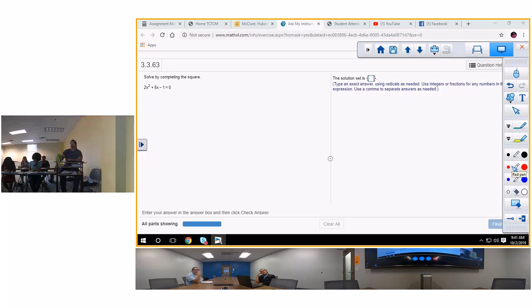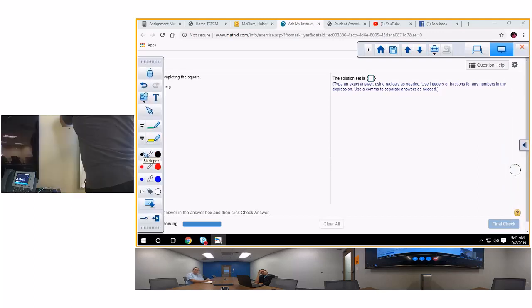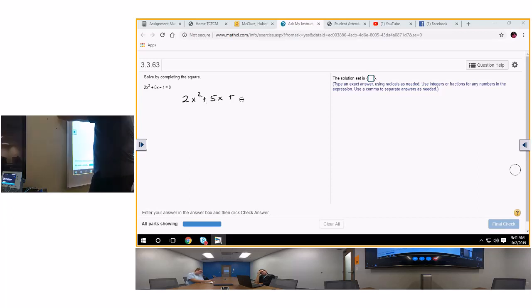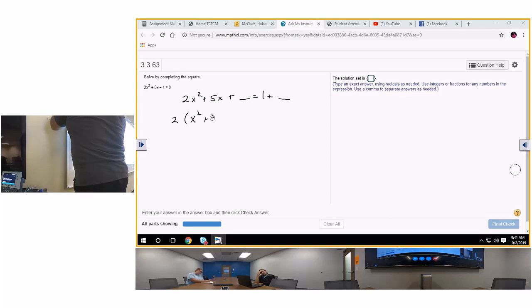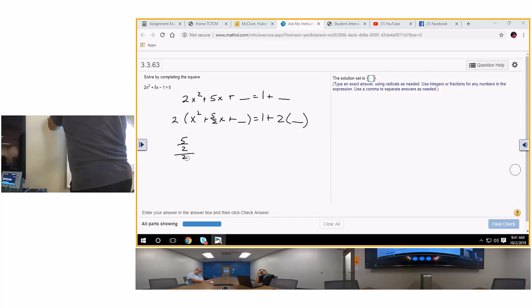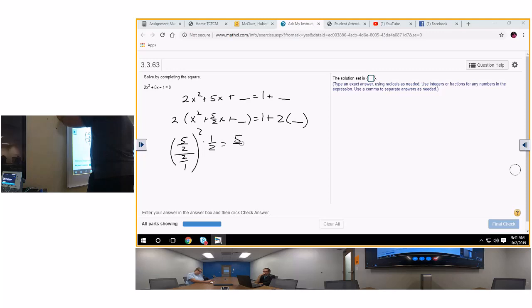So that's going to be 2x squared plus 5x plus blank is equal to 1 plus blank. Factor out a 2: x squared plus 5 halves x plus blank is equal to 1 plus 2 times blank. Half of 5 halves, divided by 2 over 1, multiplied by 1 over 2, is 5 fourths, squared, which is equal to 25 sixteenths. 25 sixteenths is there and there.